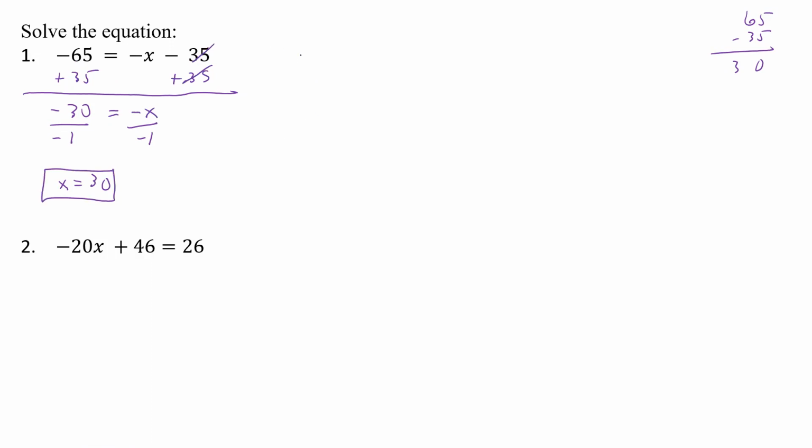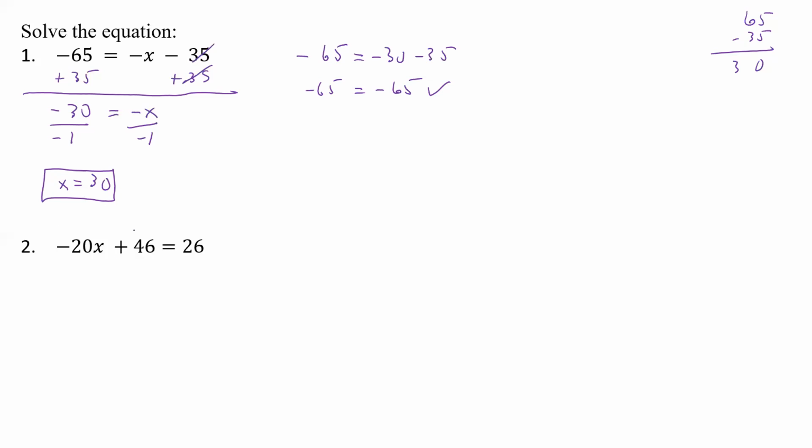Now, does that make sense? Well, negative 65 equals negative 30 minus 35. Well, that's equal to negative 65, and this is already negative 65, so that does check out as the answer.